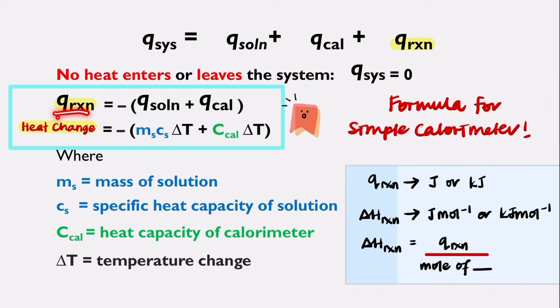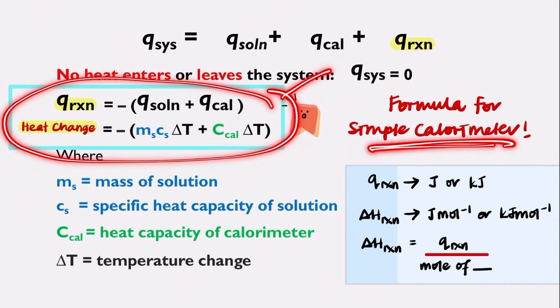So here we have heat change. Notice that I say heat change, not heat release. So it will be equal to negative this. What is this? This is the heat absorbed by your solution and the heat absorbed by your calorimeter. And this one will be equal to the mass of solution times the specific heat capacity of your solution times delta T, mc theta. For Qcal, it will be the heat capacity of your calorimeter and delta T. So this is important for a simple calorimeter.